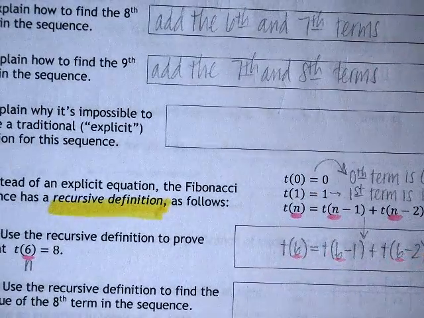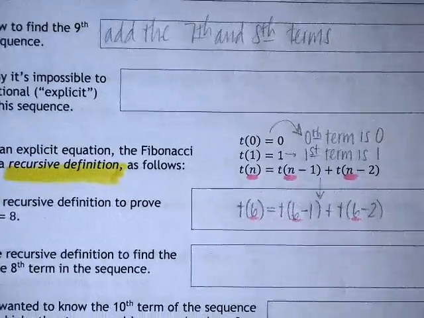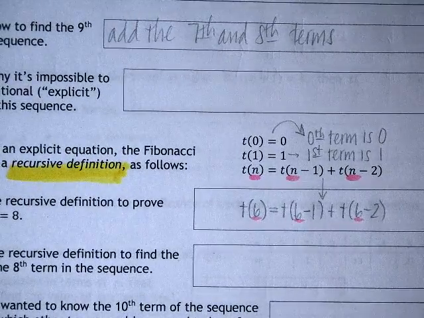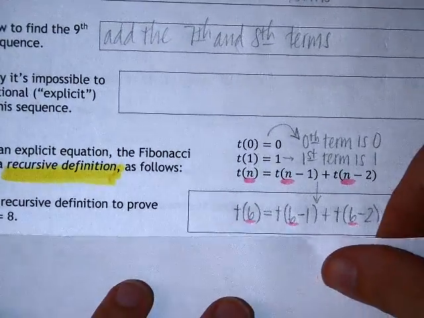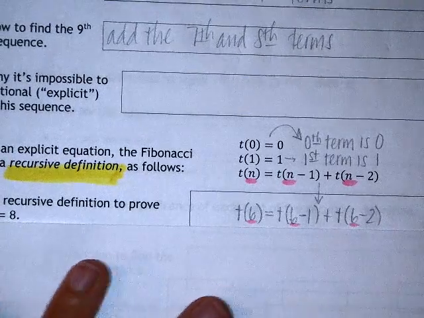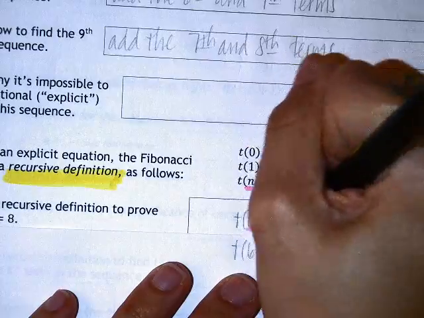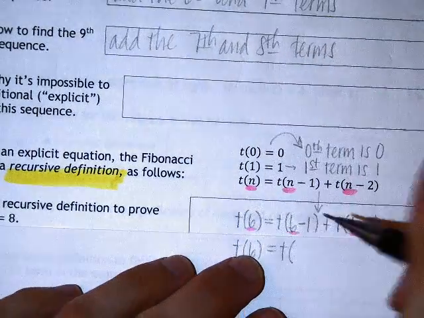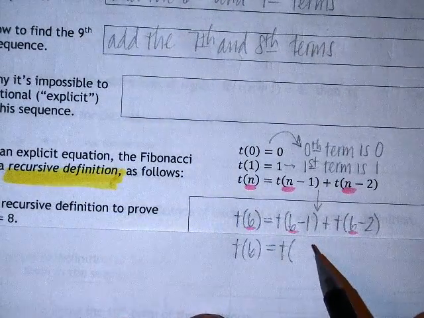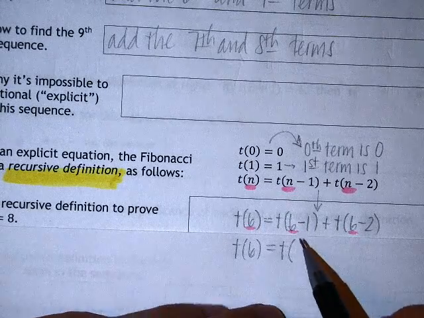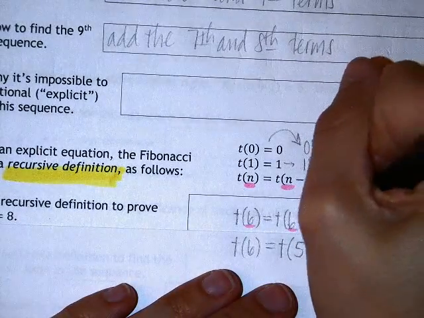You can see my little substitutions there that I highlighted pink. Now, let's see what this looks like. I've written too big in the box there, so I'm going to give myself a bit of scratch space. We have t of 6 equals t of, now in this parentheses, 6 minus 1. It seems silly to write 6 minus 1. We know what that is. 6 minus 1 is 5.